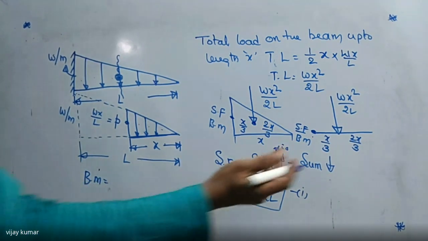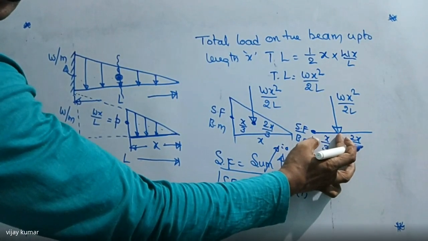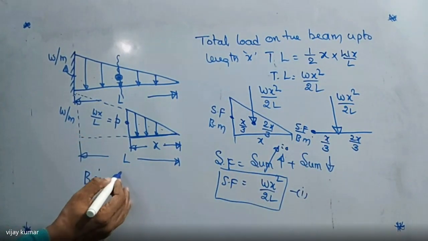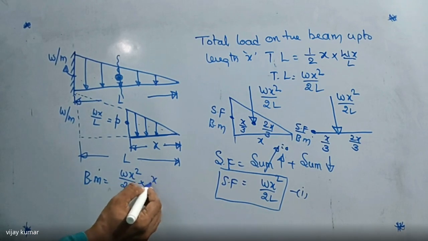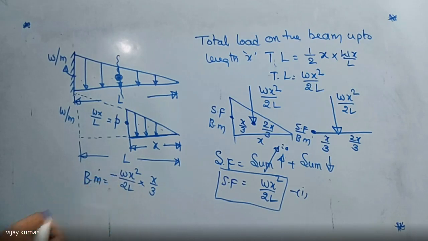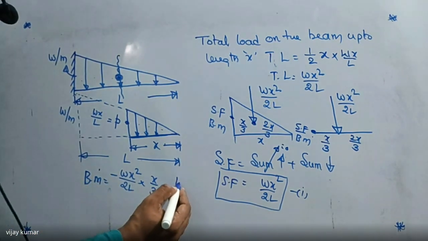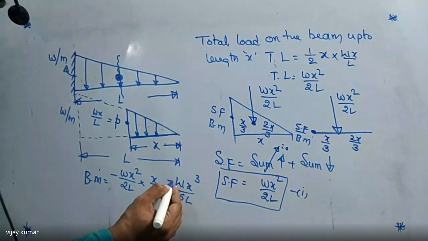Bending moment is equal to this force into this distance. Now what is the force here? W x square divided by 2L into x by 3. But this force is moving downward, so the bending moment is negative. I already told you in the last class. So here we are getting W x power 3 divided by 6 times L, which is negative.